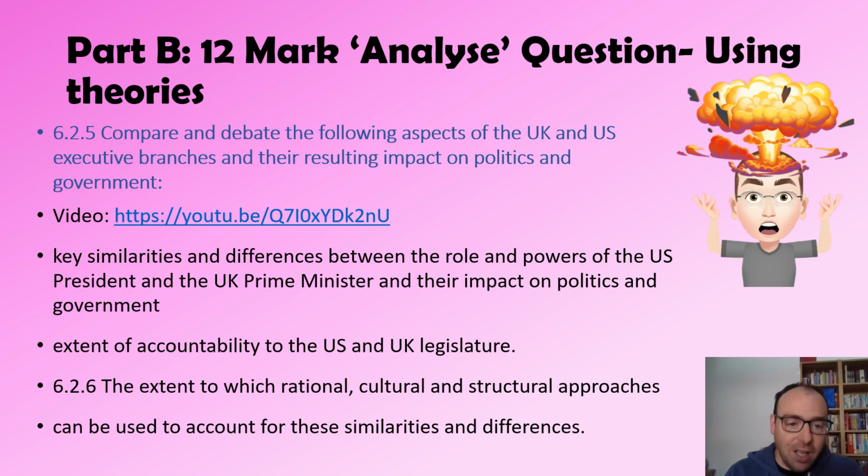So what this tells us is that the question in part B, the 12-mark analyse question, where you have to use structural approaches, will be comparing the executive branches. It tells us that you need to know the key similarities and differences between the role and powers of the US President and UK Prime Minister and their impact on politics and government, and the extent of accountability to the US and UK legislature. And then, of course, you've got the bottom one, 6.2.6, the bit about the rational, cultural, and structural approaches.